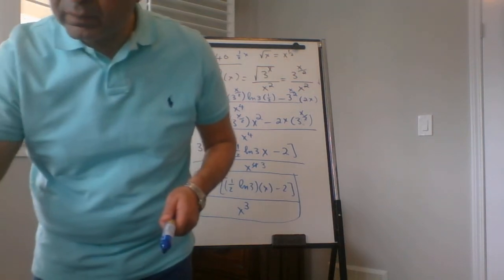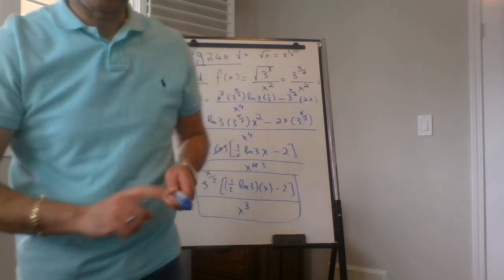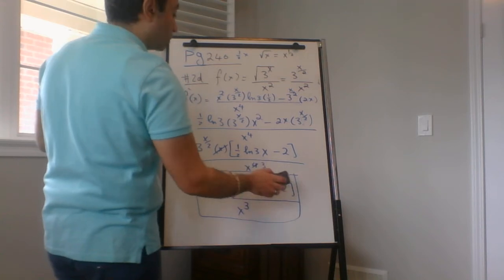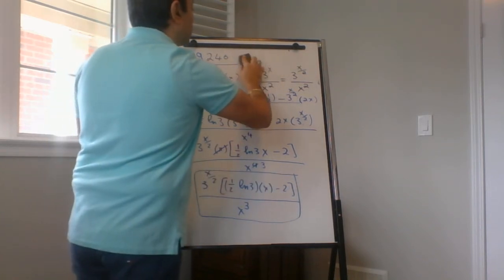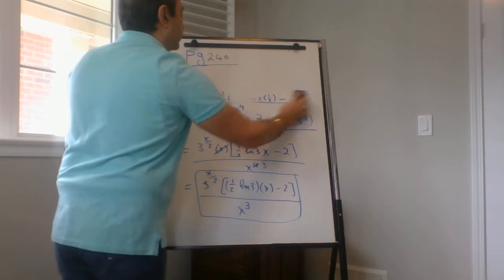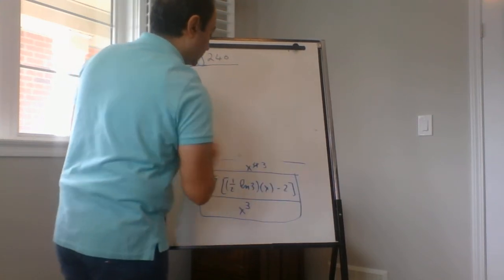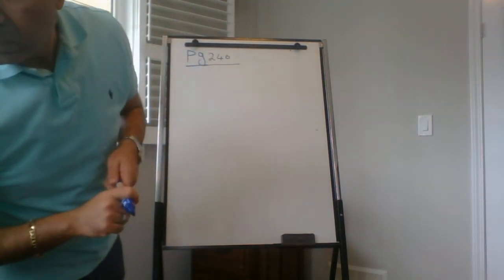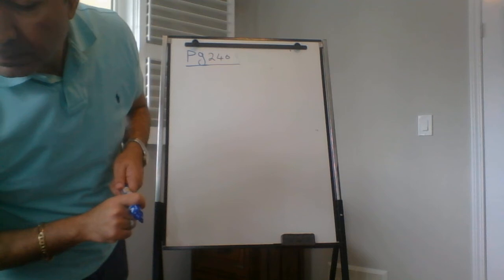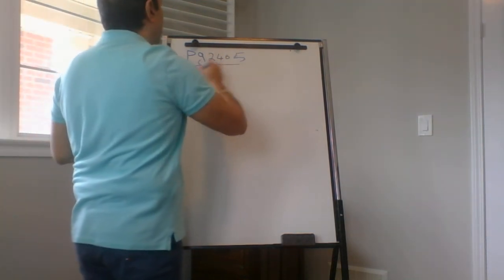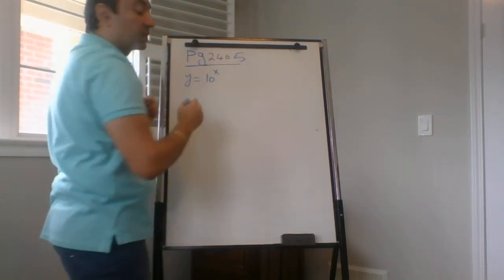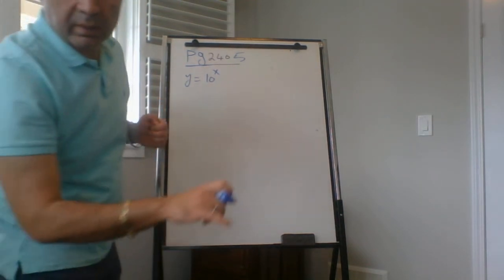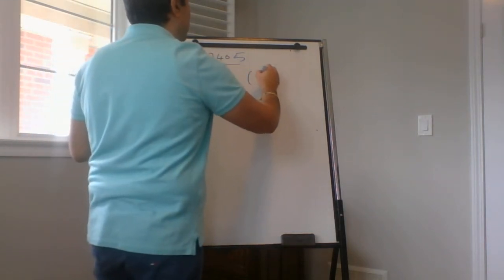Yeah, number 5. Okay, so this is question 2D, number 5. Oh yeah. y equals 10 to the power of x, and we need to find the equation of the tangent at 1 or 2.